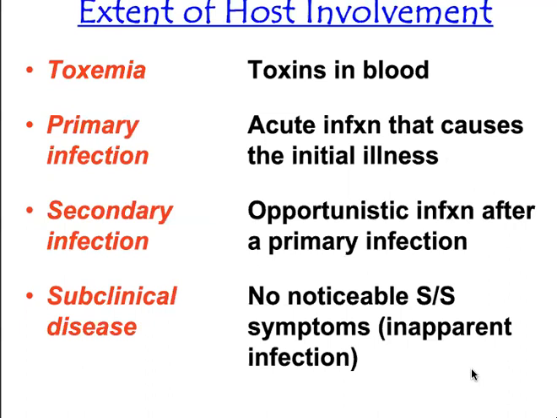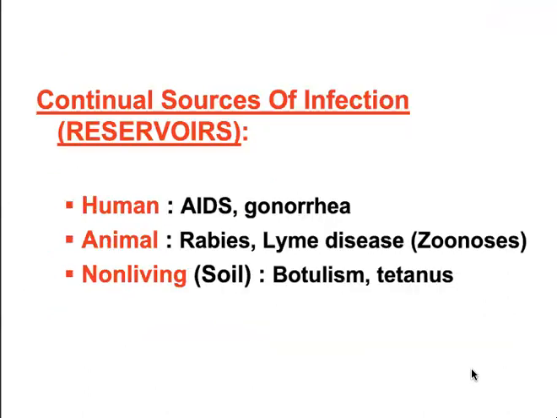So example, nung primary infection ka, ubo sipon, secondary infection ka, pneumonia na. So usually, pinaka-common na secondary infection is pneumonia. Okay? And subclinical disease, no signs and symptoms. Similar to latent infection. Okay?